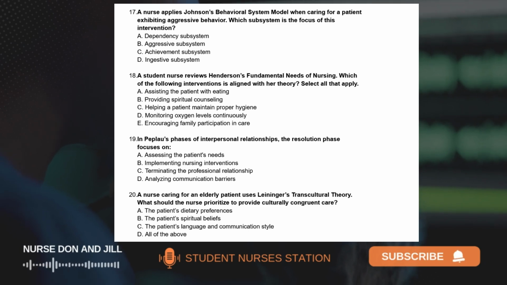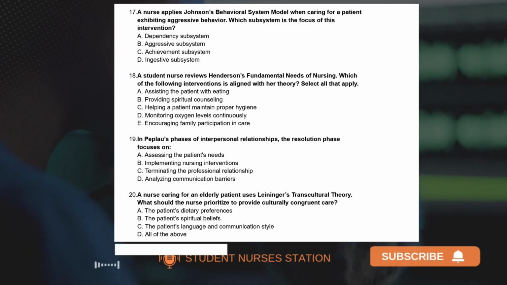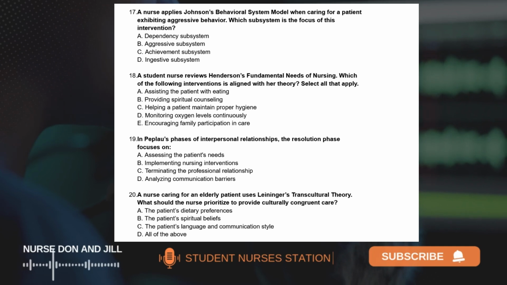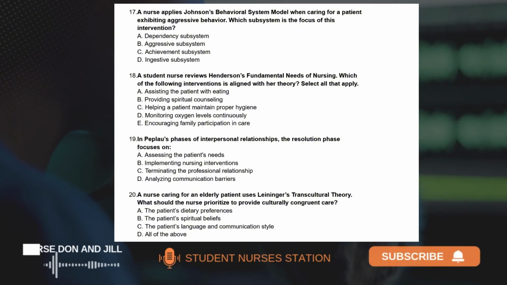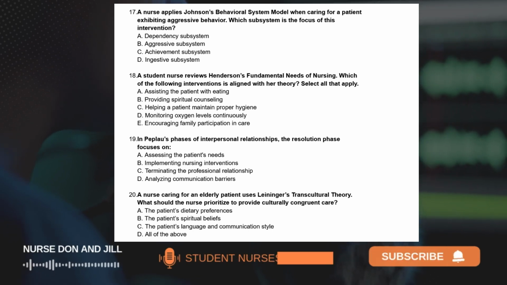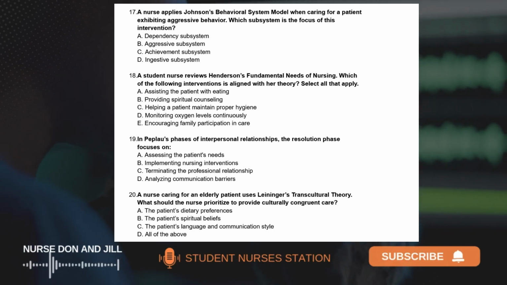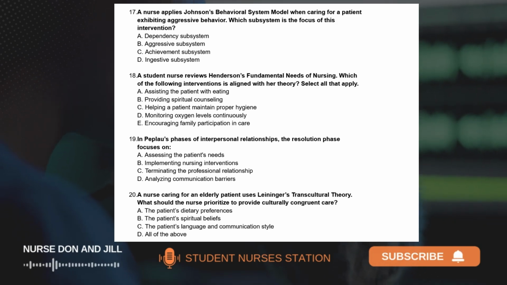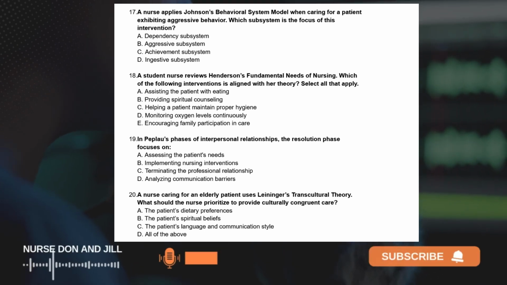You are absolutely right. The resolution phase is all about acknowledging that the journey is over. The goals have been met, the work is done, and it's time for the nurse and patient to go their separate ways. It's about recognizing how far they've come, celebrating their achievements, and preparing for what's next. It can be bittersweet, though, can't it? Put so much into building that relationship. It can be, but it's also a sign that we've done our job, that we've helped the patient to the point where they can move forward on their own. That's a good way to look at it.